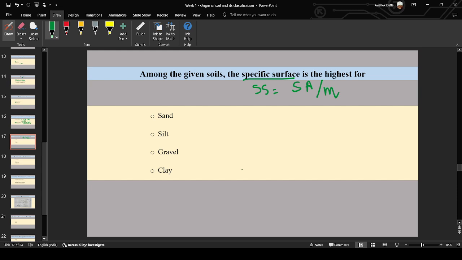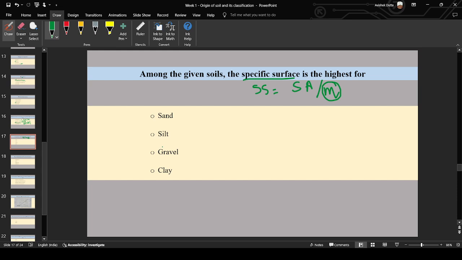Now we all know that among these sand, silt, gravel and clay, gravel has the maximum particle size, then comes sand, then comes silt, and then comes clay. Clay has the minimum particle size. So if the mass is constant, suppose I take 1 gram of sand, 1 gram of silt, 1 gram of gravel and 1 gram of clay, then gravel will have the least number of soil particles, and clay will have the maximum number of soil particles.